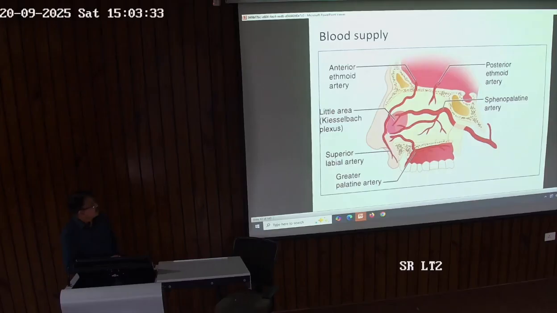This one is Little's area. It is formed by the anterior ethmoidal artery, sphenopalatine artery, superior labial artery and greater palatine artery. This is Kiesselbach's plexus, also called Little's area, the most frequent cause of epistaxis. Usually finger trauma or any other cause which injures the anterior part of the nasal septum can cause septal mucosa to bleed, causing nasal bleeding.